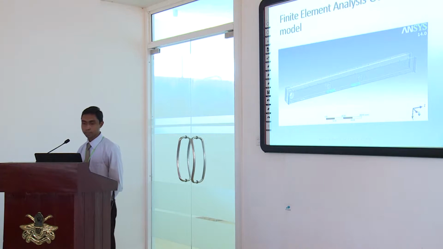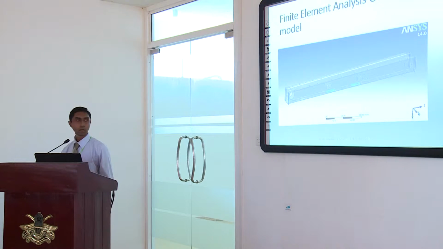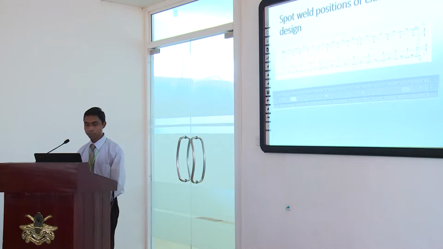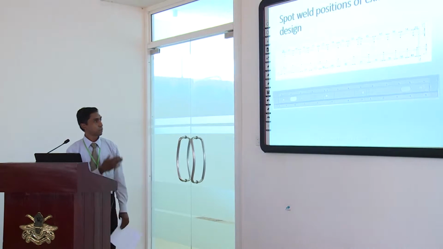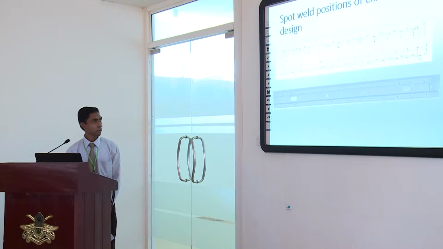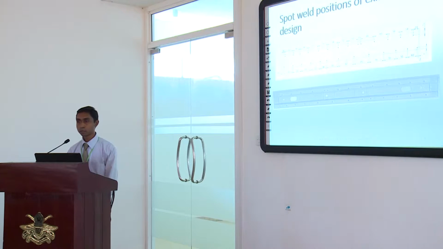Then the third one is finite element modeling. It is modeling and analysis software, and I could model the spot weld positions. Under observation, we could measure the positions on the current chassis cross member. These are the distances between the weld positions. There is not much of a pattern there, so this is a randomly spot welded chassis cross member.